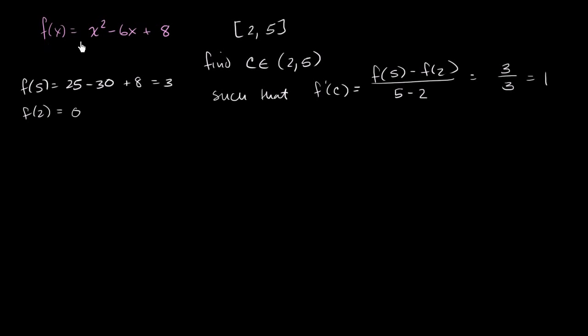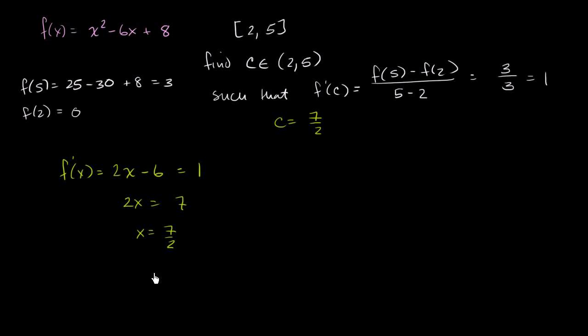And so what is the derivative of this? Well, let's see. F prime of x is equal to 2x minus 6. And so we need to figure out at what x value, especially since it has to be within this open interval, is it equal to 1? So this needs to be equal to 1. So let's add 6 to both sides. You get 2x is equal to 7. X is equal to 7 halves, which is the same thing as 3 1/2. So it's definitely in this interval right over here. So we've just found our c. c is equal to 7 halves.